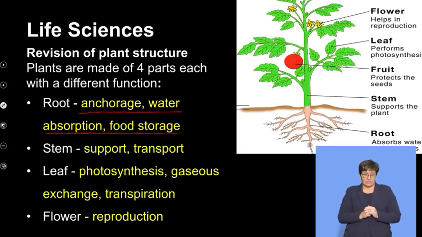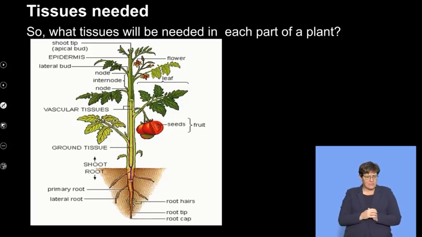What we're going to look at today is the stem, and most stems grow upright, so they would need to support the plant. If we look at this plant standing upright, it also is going to need water coming from the soil to go up the plant. So, what types of tissues would we need to find in each of these parts of a plant?